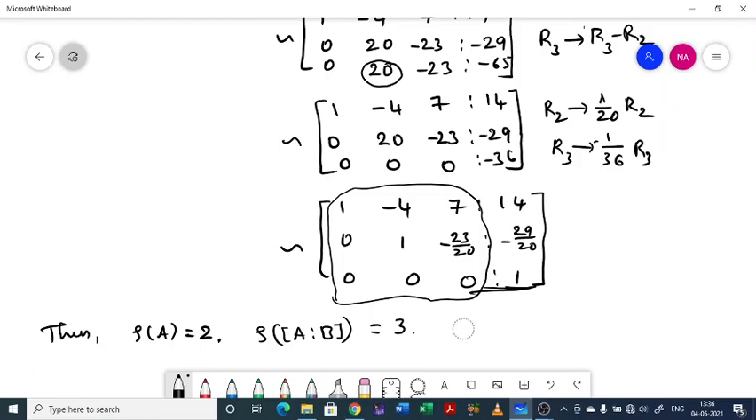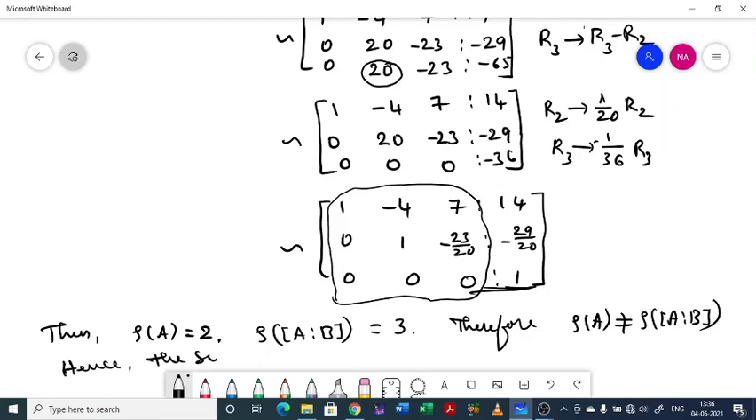Therefore, rank of A is different from rank of A colon B. Hence, the system is inconsistent.